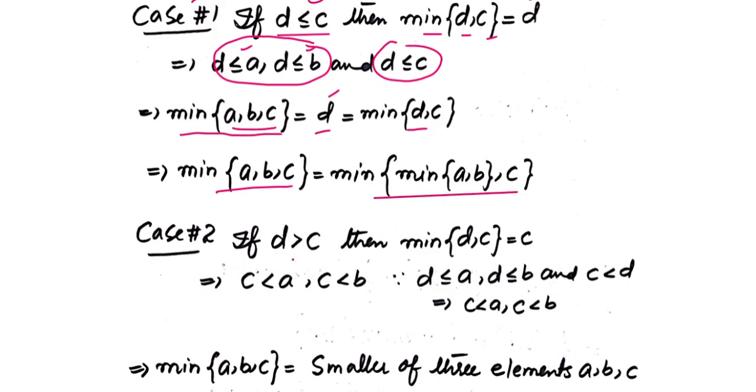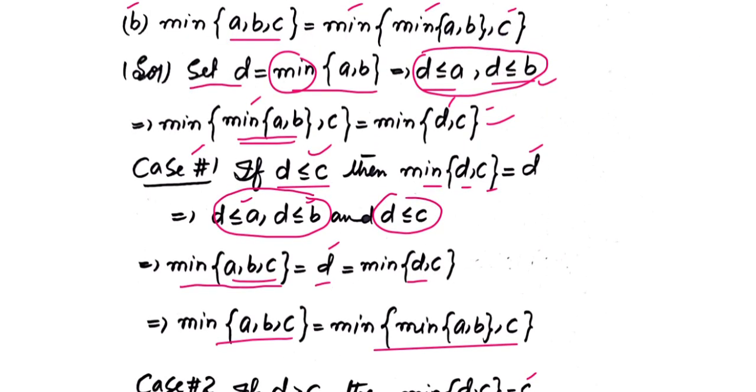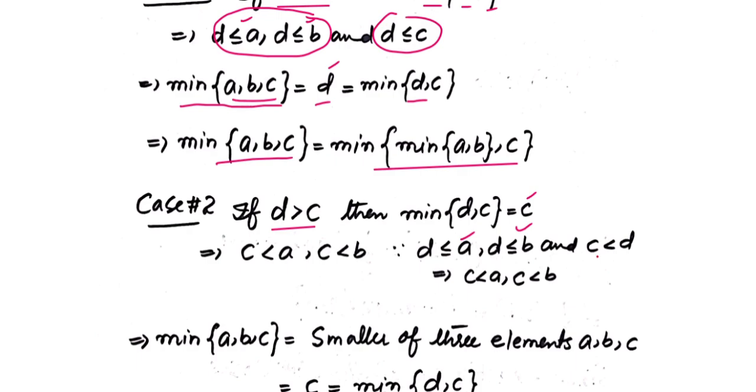In case number 2, if D is greater than C, then clearly the minimum number is C here. As D is less than or equal to A, D is less than or equal to B by our assumption, and C is less than D by our assumption. This shows that as C is less than D and further D is less than or equal to A and D is less than or equal to B, C is less than A and C is less than B. So in this case, when D is greater than C, C is always less than A and B.